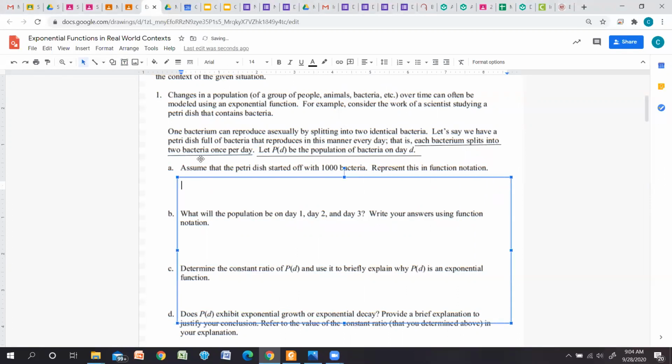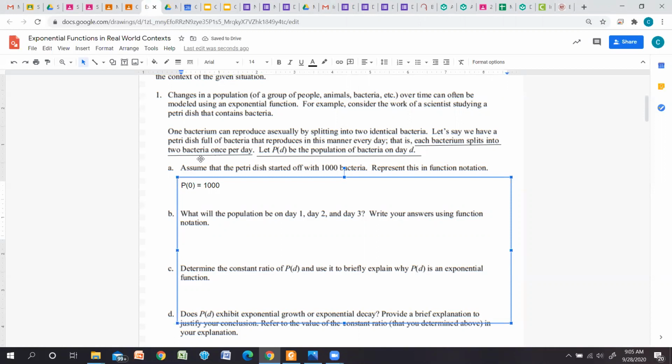First, it says, assume the petri dish started off with 1,000 bacteria. Represent this in function notation. So if it says started off, you think, okay, how many days is that? What's the input? Well, when you start off, no days have passed. The starting point would be day 0. So I say P of 0. And what's the output for that? Well, it tells us right here, it's 1,000 bacteria. Notice we can use function notation without knowing the symbolic representation. This simply says on day 0, the starting point, the bacteria is 1,000.